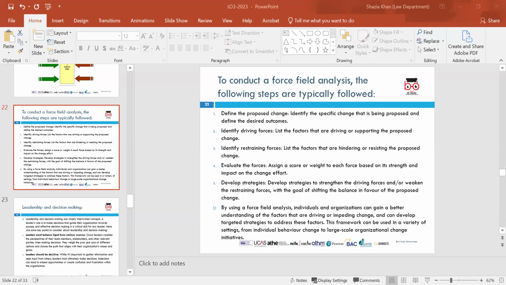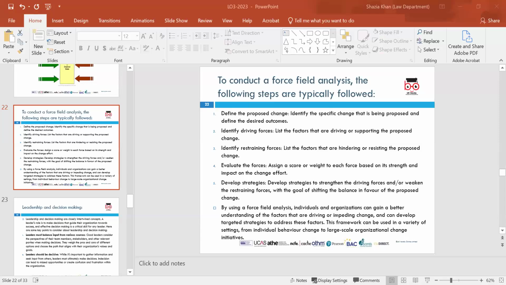So force field analysis is a tool that is used to look at change, planning, risk assessment, and how organizations work. The benefit of force field analysis is that it provides a structured approach to decision making by identifying and visualizing the driving and restraining forces for change.